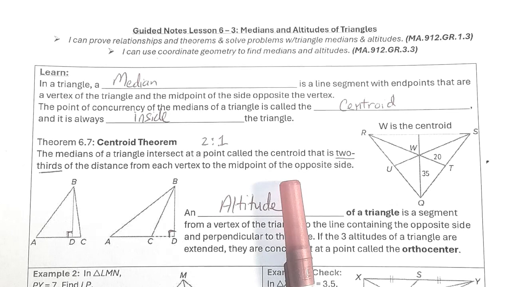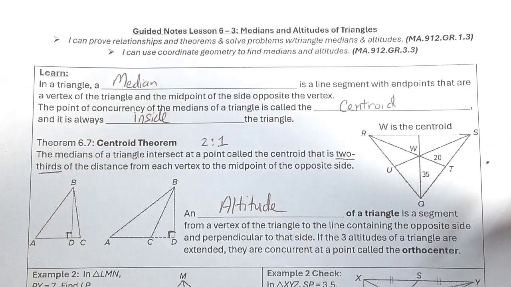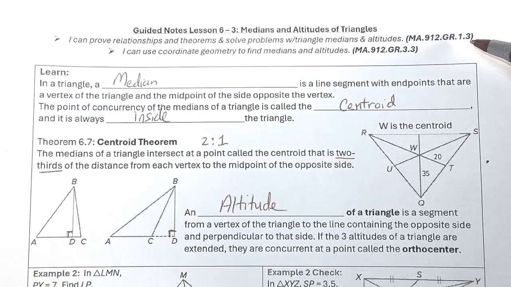Welcome back, students. In this video, we're going to cover lesson 3-6. I'm sorry, 6-3. I'm dyslexic, apparently. Medians and altitudes of triangles. It's going to be GR 1.3 and GR 3.3.